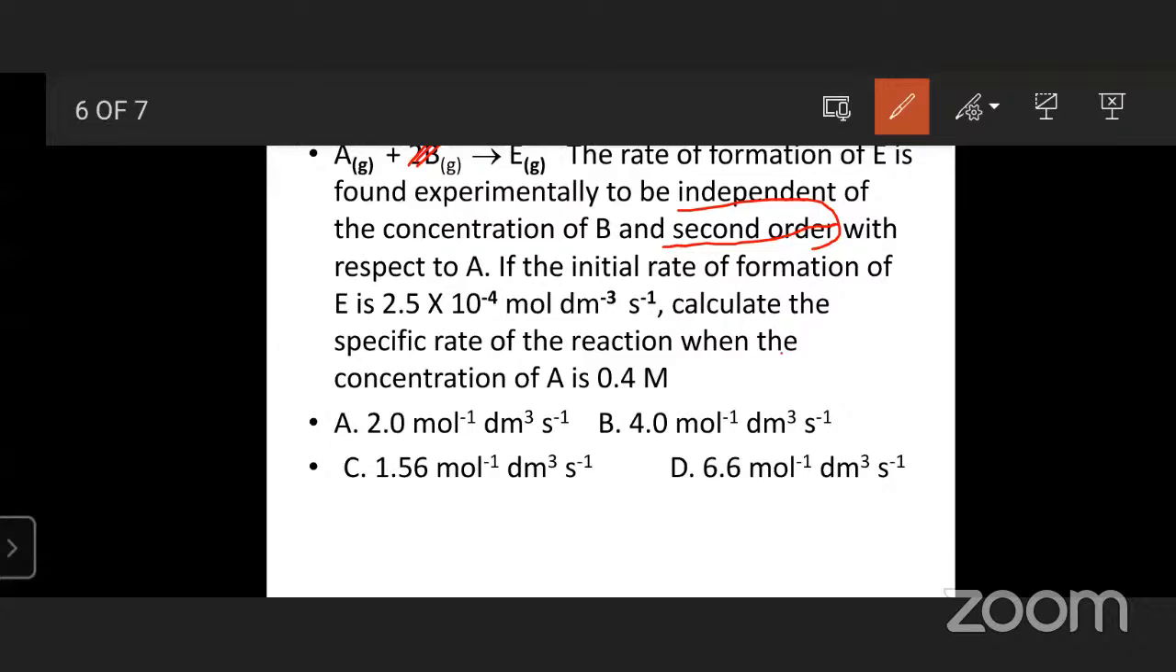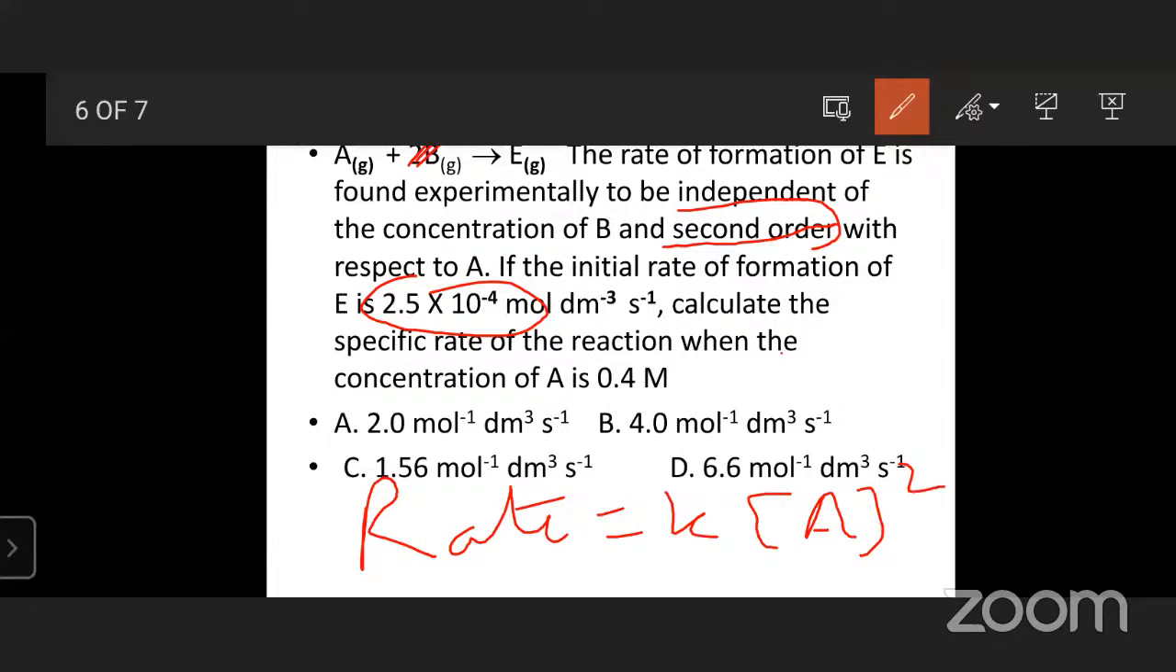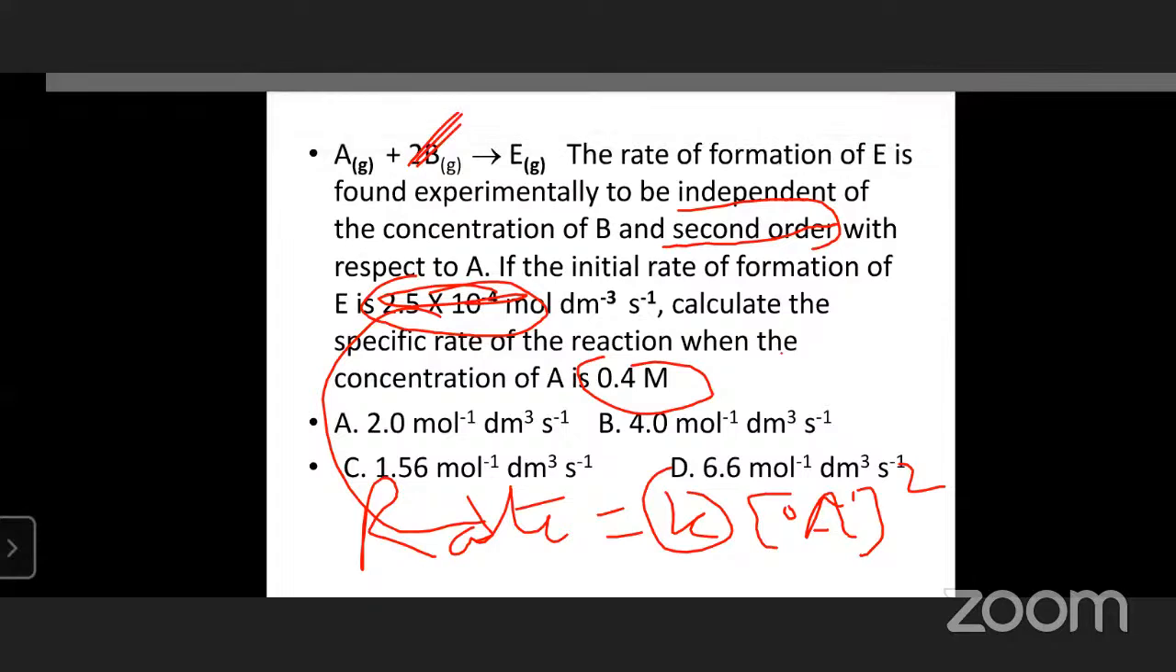If you are given the initial rate of formation to be this, calculate the specific rate constant. And that is, rate is equal to K into A. They said the power is 2, so you raise it to power 2. They're giving you this rate, put this one here where you have rate. What is the concentration? When the initial concentration is 0.4, put 0.4 here. And then you can calculate K. One of the answers will be the right one.